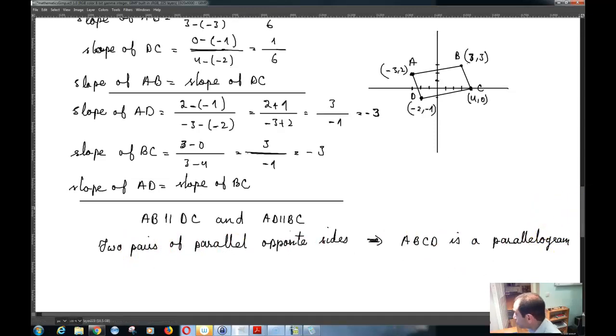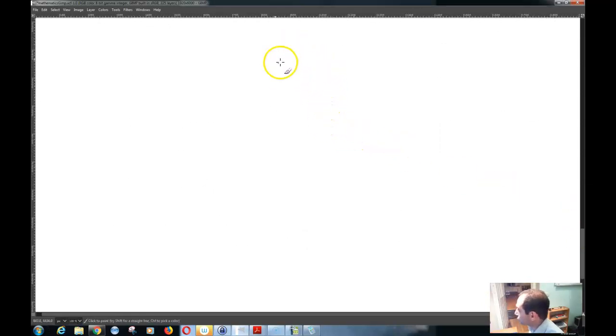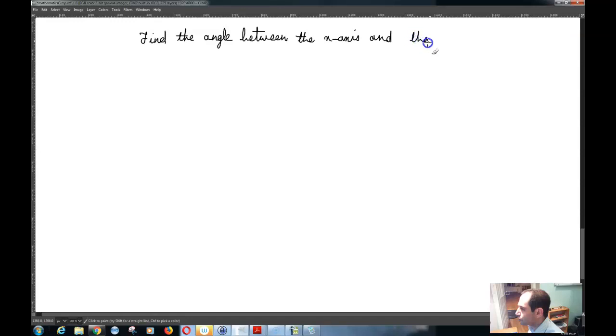So that's basically question number 9. Now question number 10 is: find the angle between the x-axis and the line joining the points 3, negative 1 and 4, negative 2.